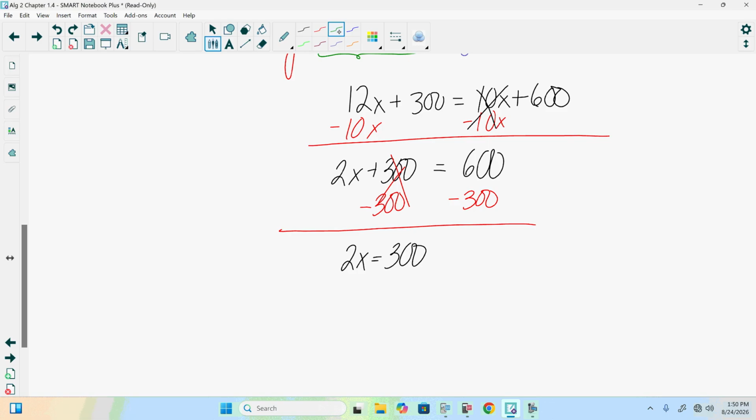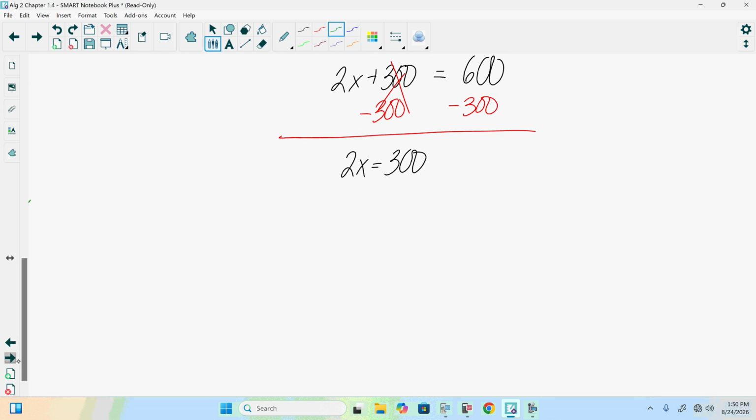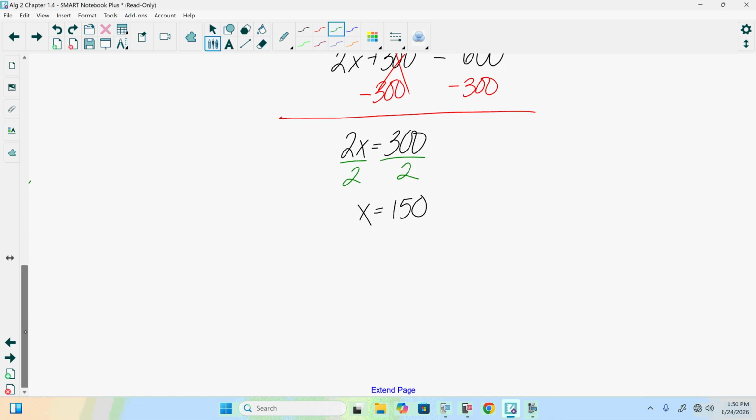Is x by itself? What do we need to do? Divide by 2. Telling us x is equal to 150. So how many students must attend for them to be the same? 150 students. If 150 students attended, which one would be cheaper? They're the same, yes? They'd be the exact same. So it's not cheaper for one or the other.